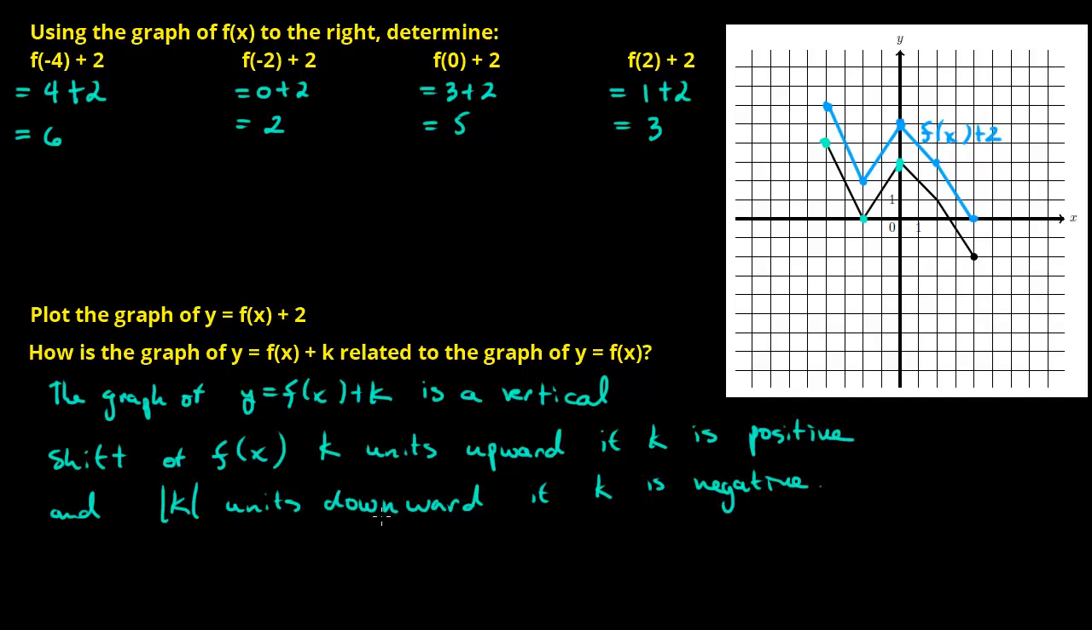What that means is that if k is negative, then we're shifting the graph downward. And you can see this if you use the same exercise for f of x minus 2, then you would see that we'd produce a graph that would look like this. Let's plot f of x minus 2. We could shift all these points down 2 units, and our graph would look like this. So this is the graph of f of x minus 2.